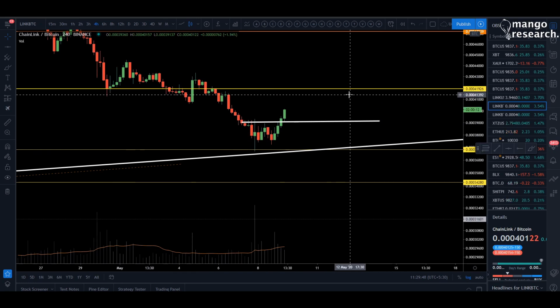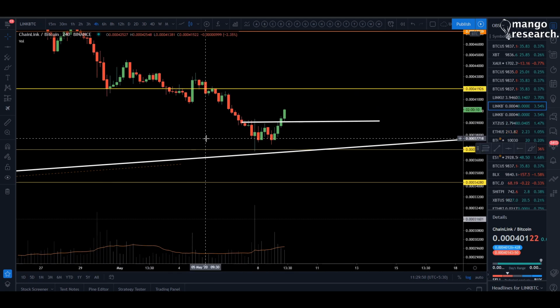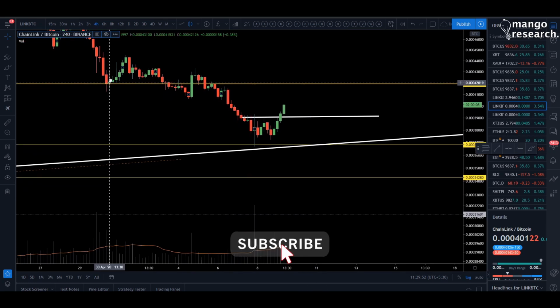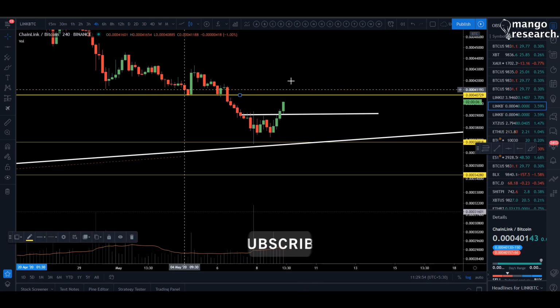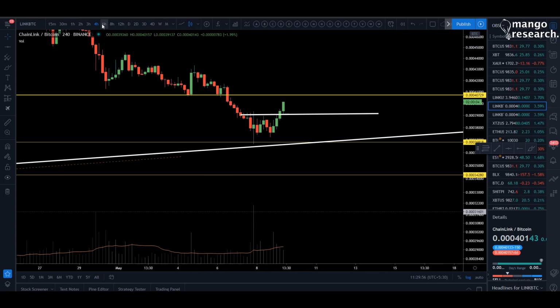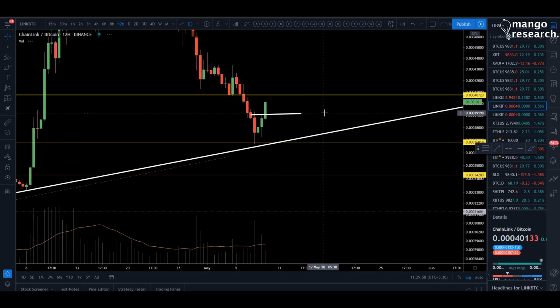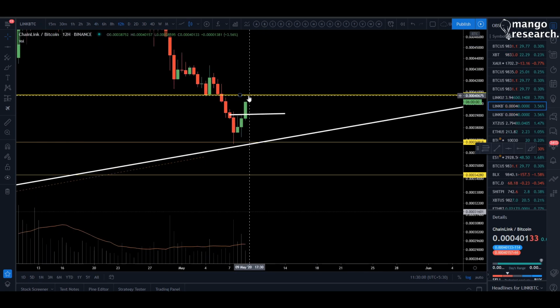Where are my targets? Well, this horizontal over here, I'm not sure why it's here. It is a level, but I'll actually be looking at something like this over here. Right over here, if we switch on over to the 12 hour, that will probably line up. Yeah, right over there would be the first key area where I do think Chainlink is going to see some resistance.